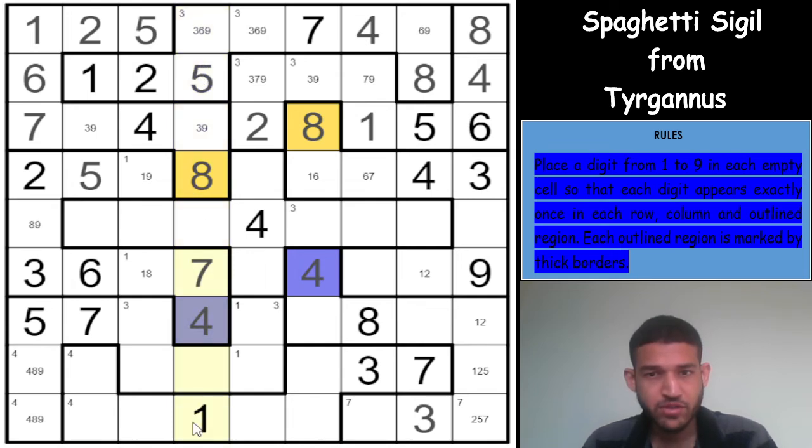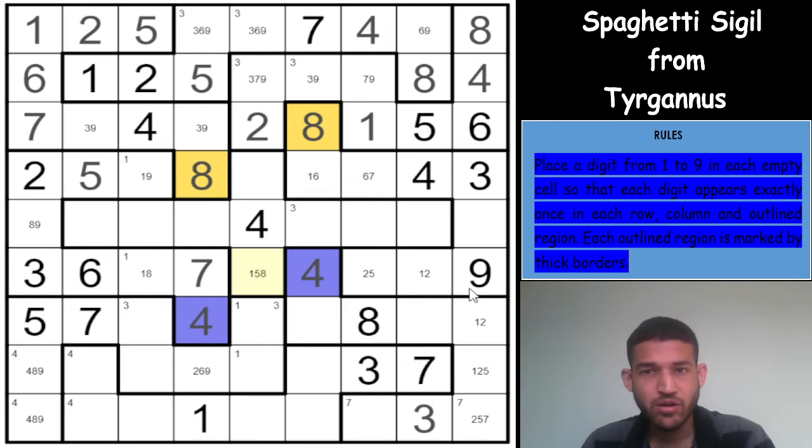5, 8, 1, 4, 7. So we would need 2, 3, 6 and 9. This is not 3. This becomes 2, 6 and 9. Okay, let's look at row 6: 4, 7, 9, 3, 6. So 1, 2, 5 and 8. This becomes 2, 5. This becomes 1, 5, 8.